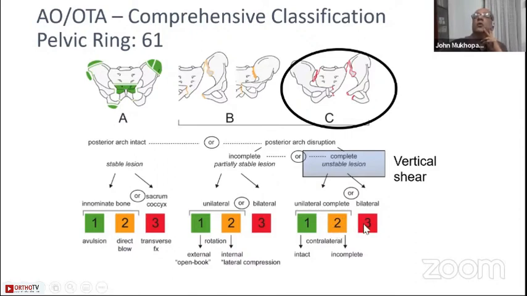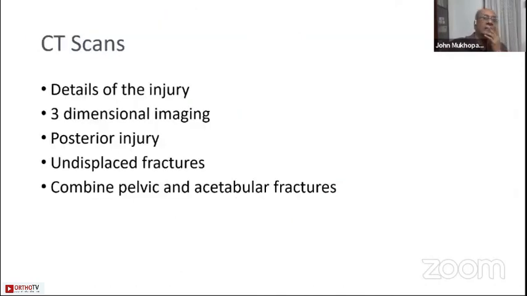While if it was vertically unstable on both sides, it would come as C3. Okay, so C1 would be that it's only a unilateral lesion. C2 would be unilaterally vertically unstable. On the opposite side, it's rotationally unstable but vertically stable. And C3 would be bilateral vertical instability of the lesions. Okay, so that is the classification that we need to look at when we are dealing with pelvic fractures.